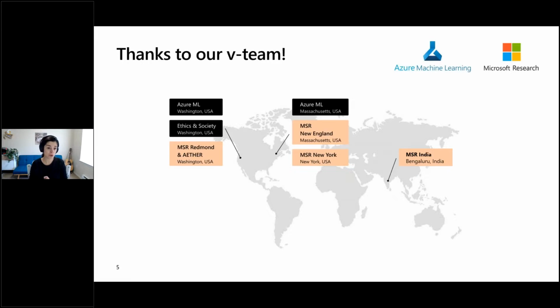Before I start, I want to also thank the whole team that has worked in this effort. This is a true collaboration across different design, engineering, and research teams at Microsoft, Microsoft Research, and Azure Machine Learning. And you will see that many of the components that we're going to present today are coming from different labs at Microsoft Research and different teams within Azure Machine Learning that work on operationalizing these tools and making them part of a whole ecosystem.